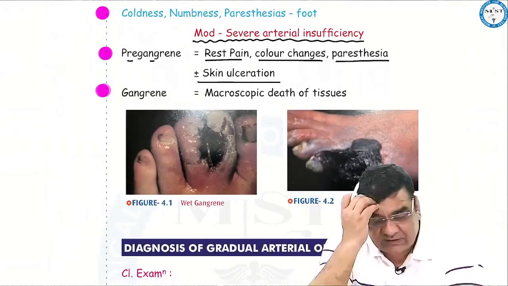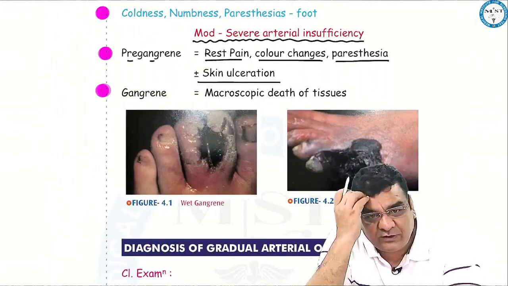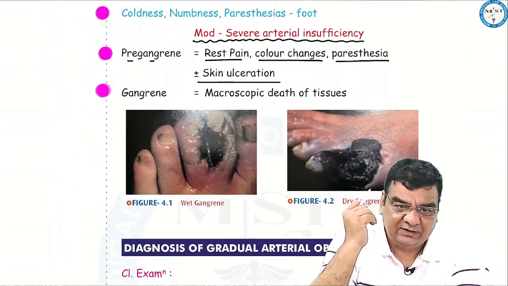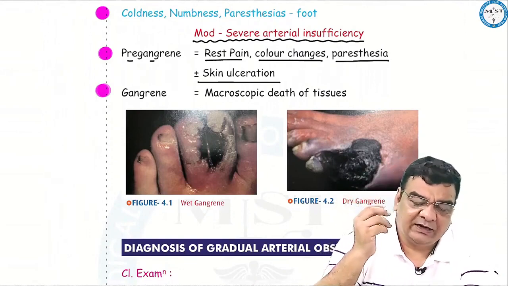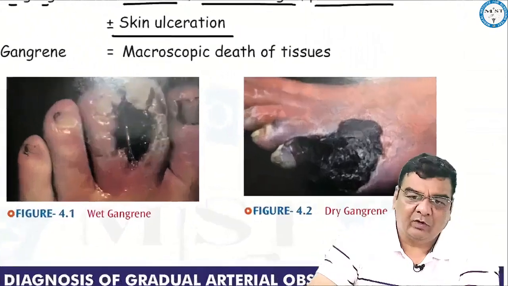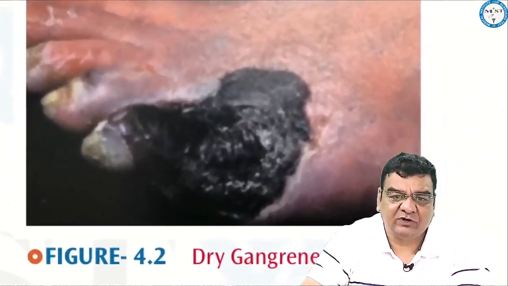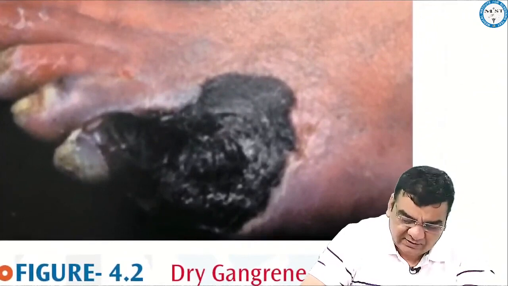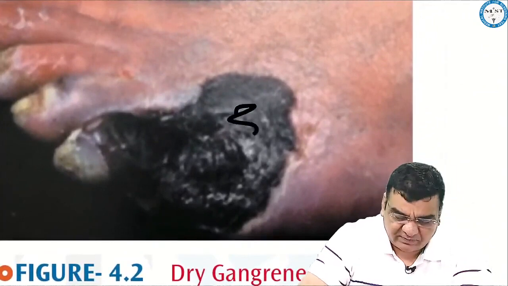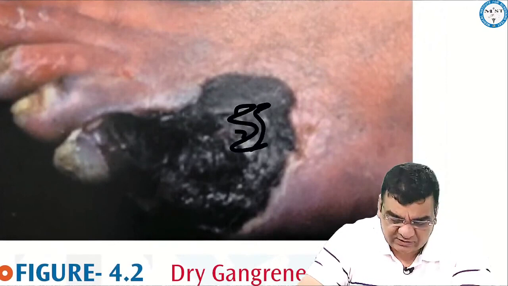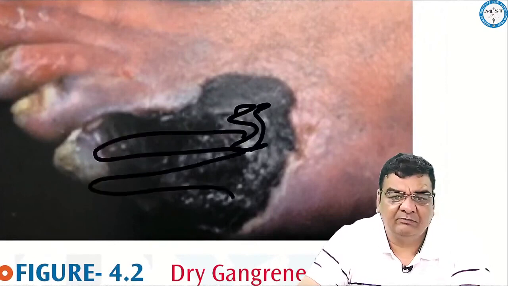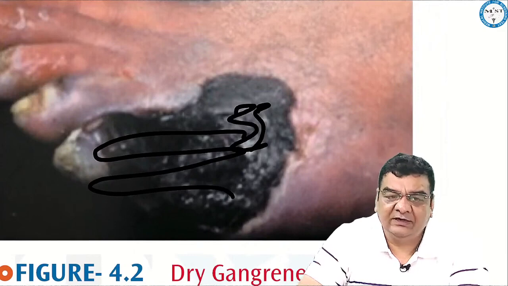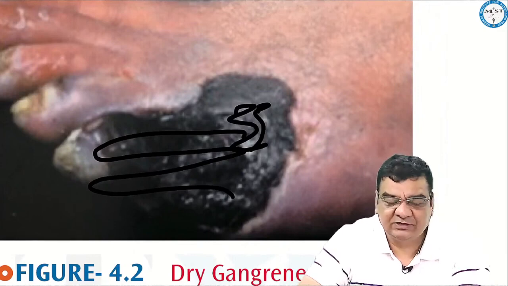And obviously, if oxygen is not reaching the foot, there might be skin ulceration seen. And gradually, beta, gangrene can occur. Like what you are seeing here, this is dry gangrene. Can you appreciate how this has become black? There is no oxygen supply in this area, right? So all this area has become black. This is dry gangrene, what we commonly see in arterial obstructions.